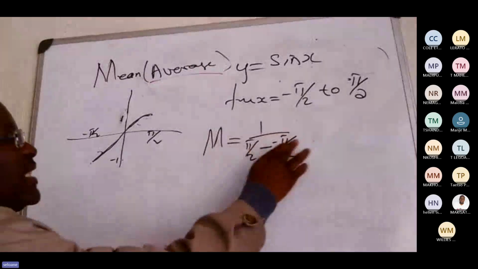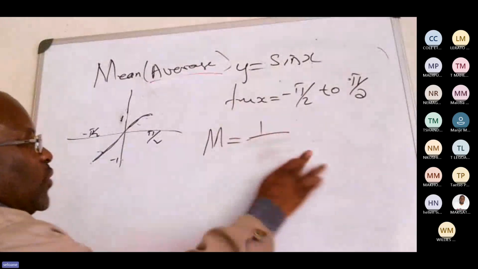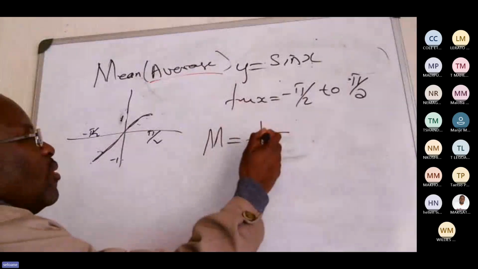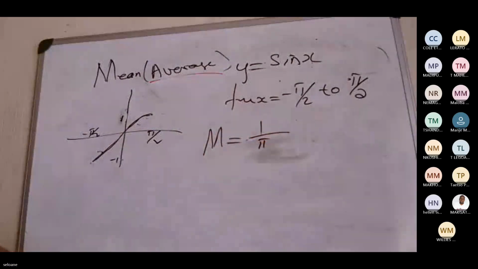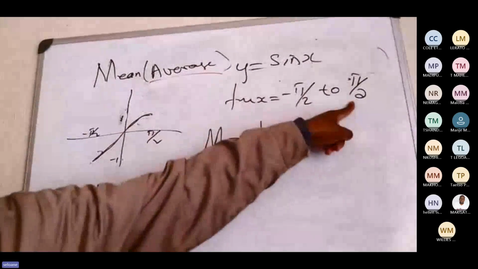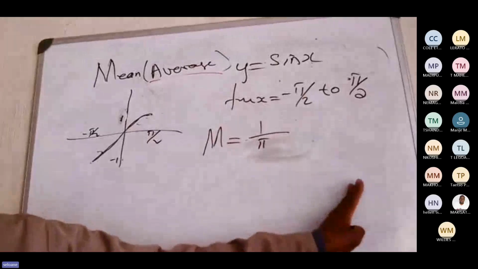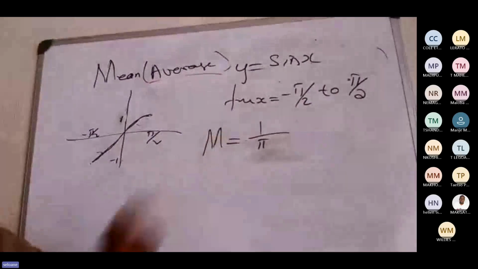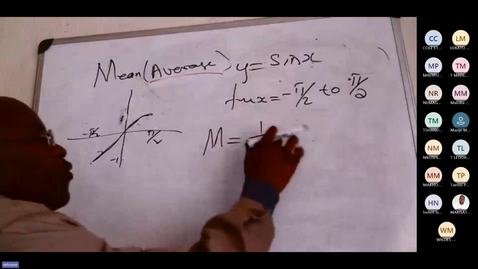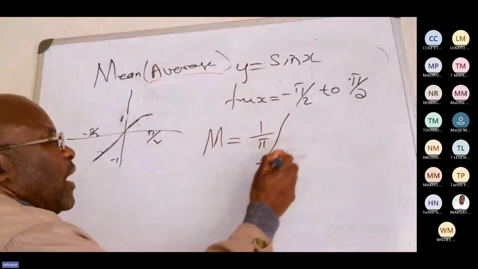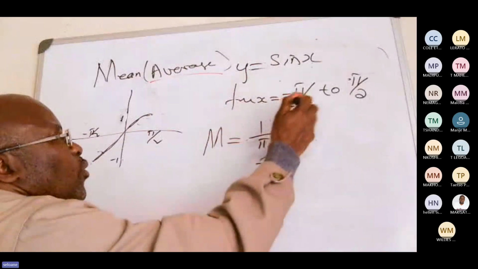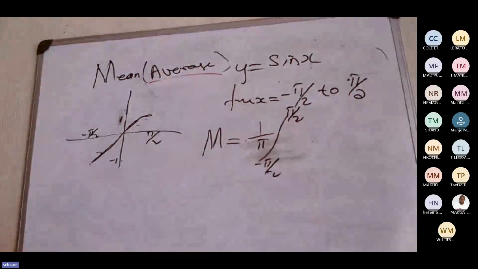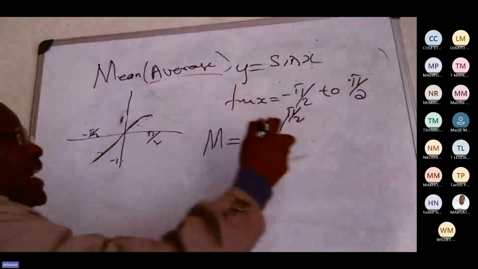So this will just give you pi. Hopefully we're together. Because it will be pi over 2 minus negative pi over 2, which is pi over 2 plus pi over 2, which is pi. Now from where to where? From minus pi over 2 up to pi over 2. Hopefully you can see. Then you integrate y.